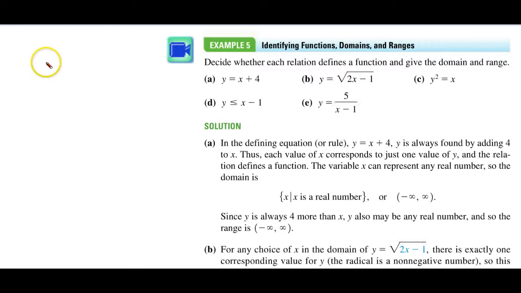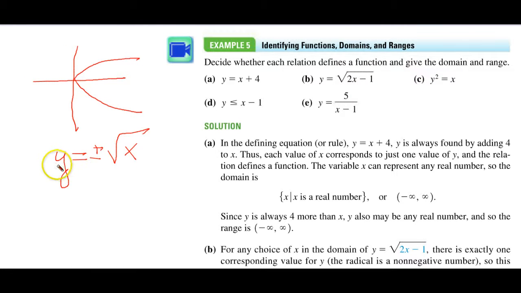Okay, now for letter C, we solve for y by taking the square root of both sides, and we get y equals this, and when we go to graph it, the plus values go up here, the negative values go down here. This gives us a sort of sideways parabola. Now, does it pass the vertical line test? No, and it's not a function.